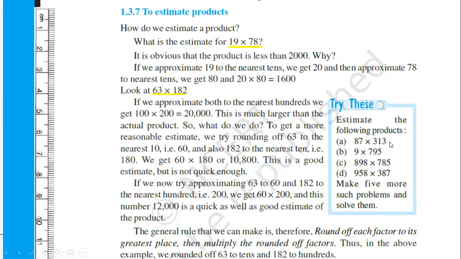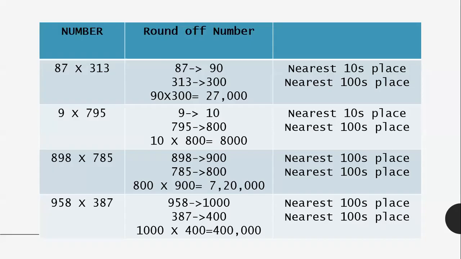So there is a Try These box over here. We will do these questions in the next slide. We have to find the product of 87 into 313. So 87 can be rounded off to 90, which is the nearest tens place, and 313 rounded off to 300, which is the nearest hundreds place approximation. So 90 into 300, we get 27,000 as the product.